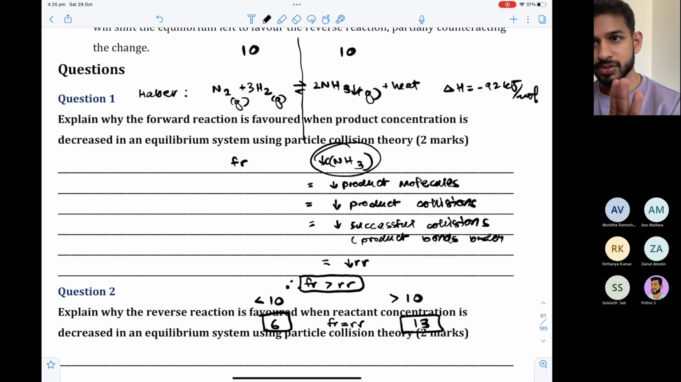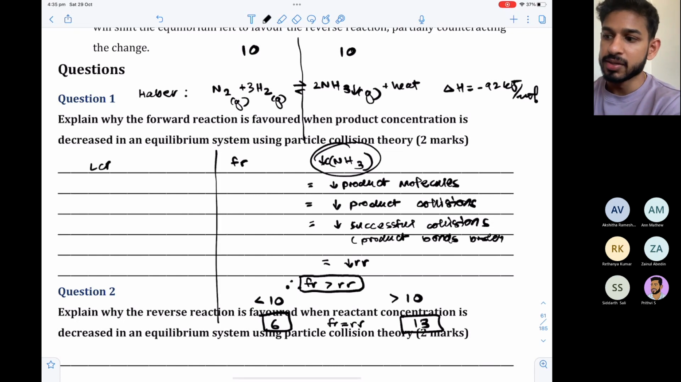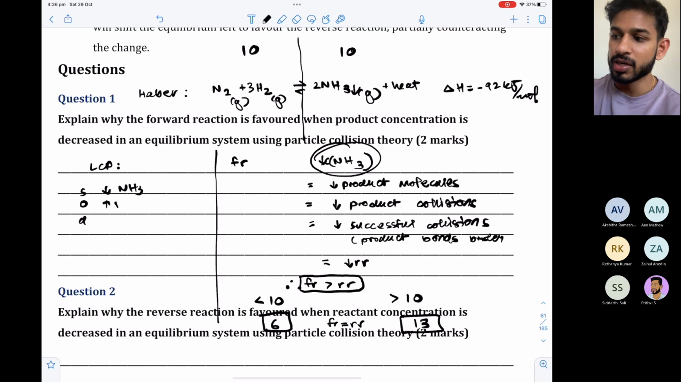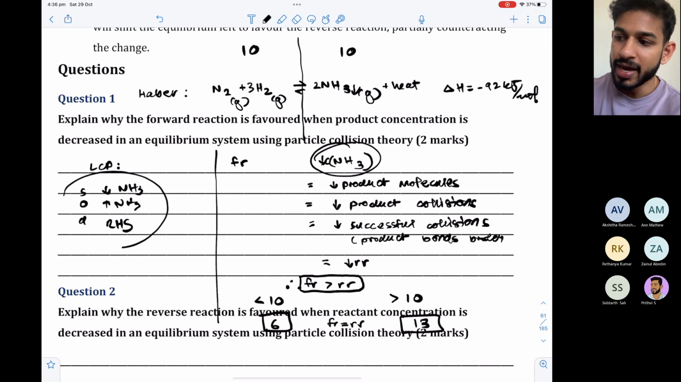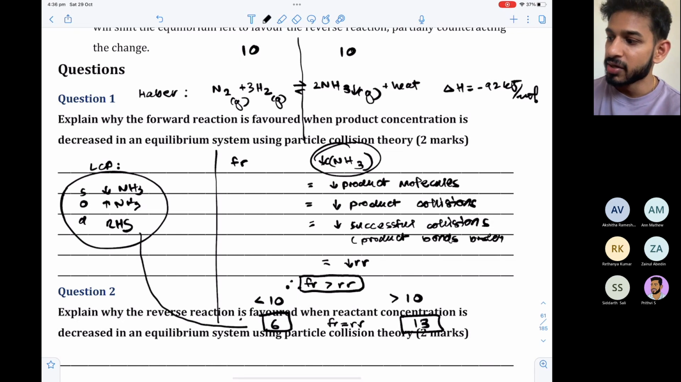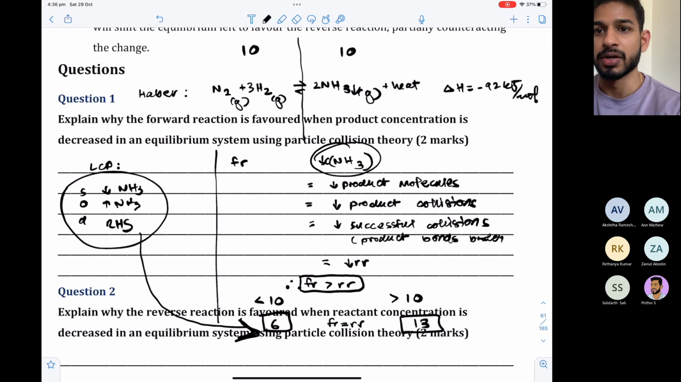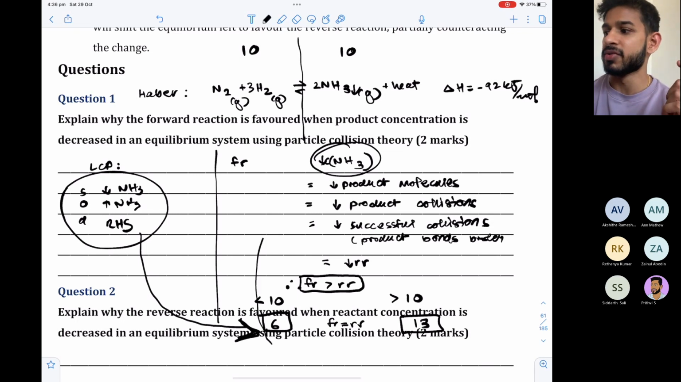So now, pause, forget this stuff. Let's talk about it in terms of LCP. Sid's already mentioned it: the stimulus, opposite direction. When we decrease ammonia, we want to increase ammonia, so we'll shift to the right-hand side. Do you see how LCP is a very shorthand way to predict what will happen according to particle collision theory? That's all LCP is. It's just a little shortcut instead of going through all of these explanations to explain what will happen to the equilibrium.